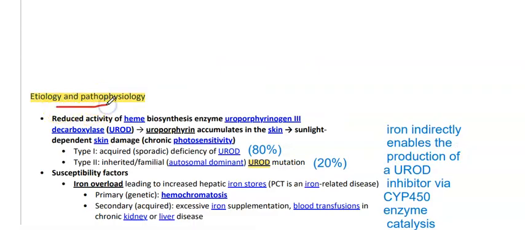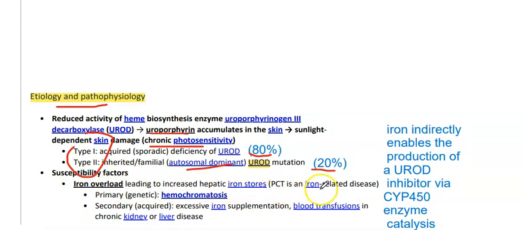What is the etiology and pathophysiology? There is reduced activity of the heme biosynthesis enzyme uroporphyrinogen III decarboxylase. Uroporphyrin accumulates in the skin. Sunlight-dependent skin damage occurs, causing chronic photosensitivity. We have two types, type 1 and type 2. Type 1 is an acquired deficiency of UROD, which is 80% of cases, while type 2 is inherited autosomal dominant and is about 20%. What are the susceptibility factors? Iron overload leads to increased hepatic iron stores.